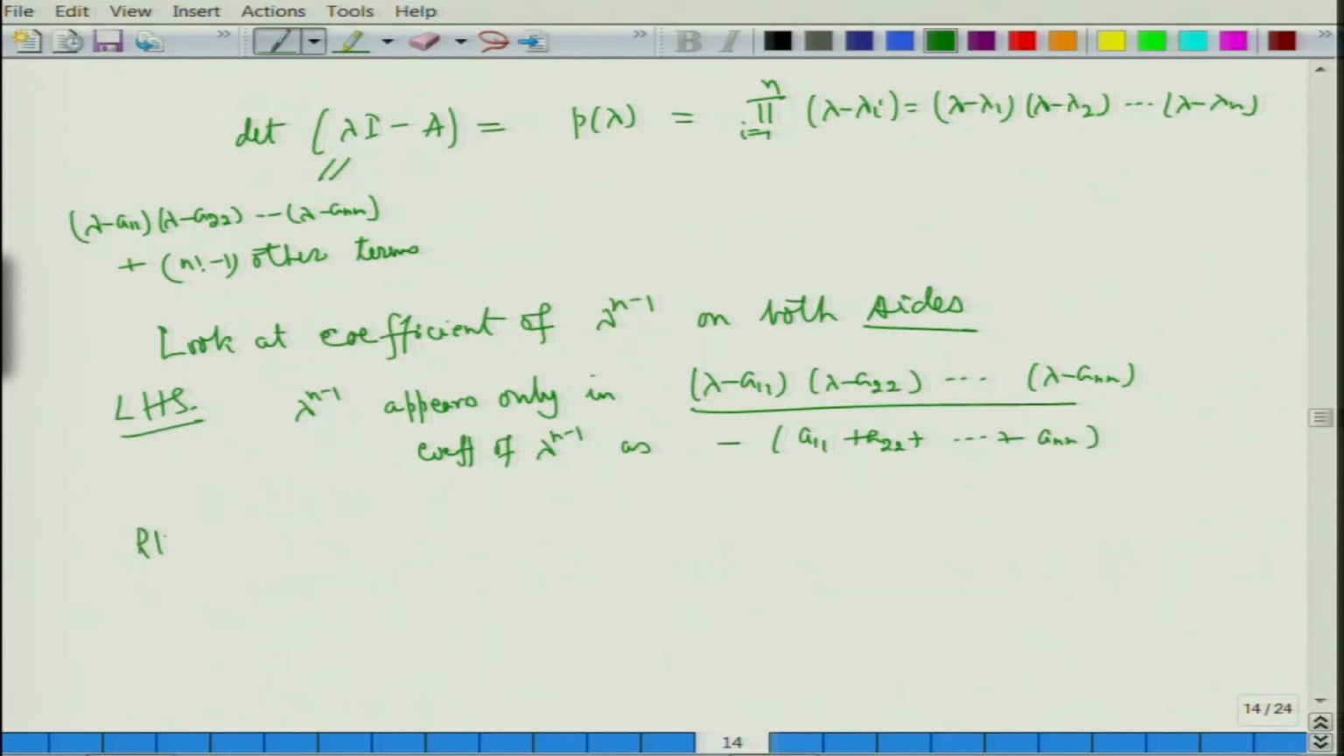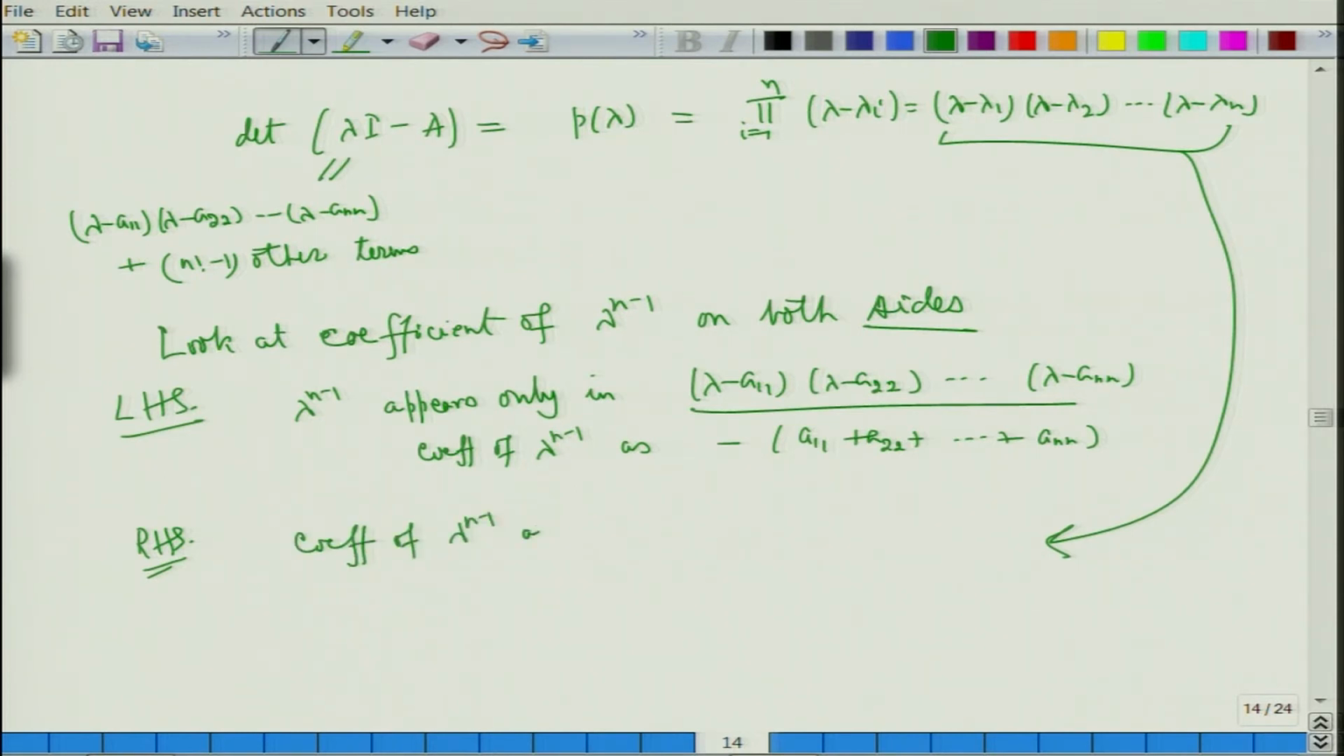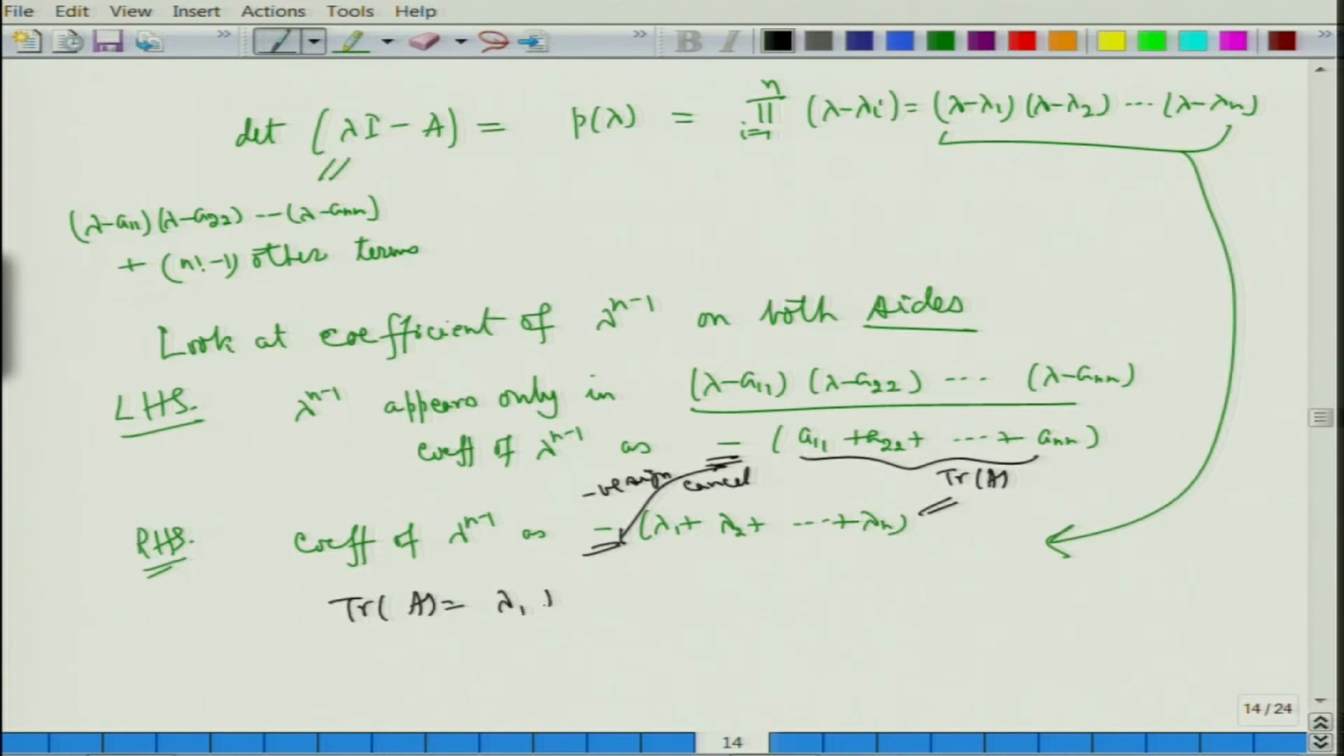If I look at the right hand side, it is basically this itself, and therefore this will give me the coefficient of lambda to the power n minus 1 as minus of lambda 1 plus lambda 2 plus ... lambda n, fine. And therefore, I know that this is nothing but trace of A, so this will be same as this. This minus sign and this minus sign cancel out, all right, the negative sign cancels, fine. So therefore what I get is that trace of A is nothing but the sum of the eigenvalues.